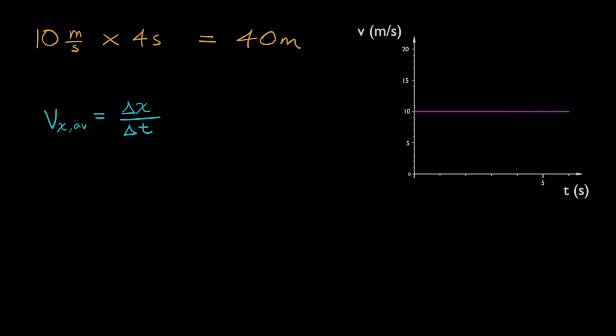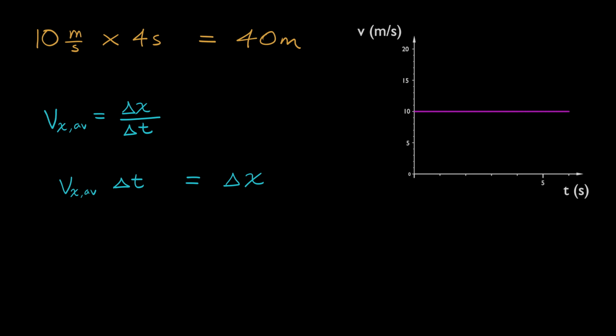Imagine the car had a constant velocity of 10 meters per second. In that case, it would be easy to calculate the distance traveled in 4 seconds. The car has traveled 10 meters every second, and it went for 4 seconds, so you just multiply 10 by 4, and you get an answer of 40 meters. By the way, that result just follows from our equation for the average velocity. You just multiply both sides by delta t, and you get your answer for delta x.